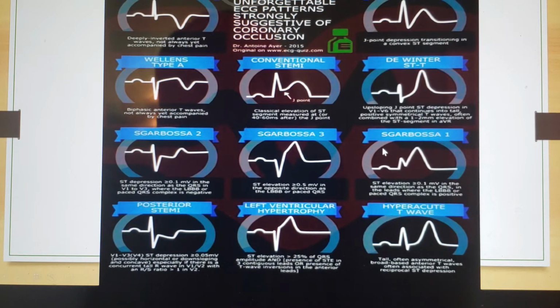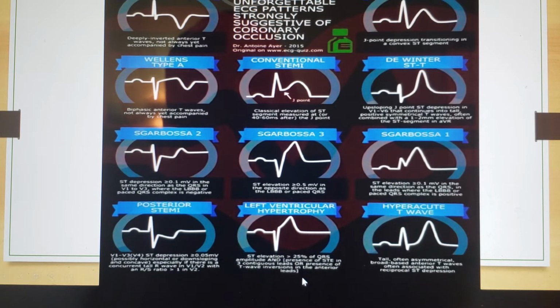Sgarbossa criteria, that gets really technical and difficult. But basically that's how you tell if there is an acute MI in the setting of a bundle branch block. And that can be very difficult. So these Sgarbossa criteria, 1, 2, and 3, can tell you that. We talked about your posterior STEMI. Those are deep ST depressions. We talked about your LVH. See how there's a little wide QRS with an ST elevation. We'll get to your hyperacute and your De Winter T waves here in just a second. We talked about Wellens. See, there's your biphasic T wave, and there's your deeply inverted T wave.